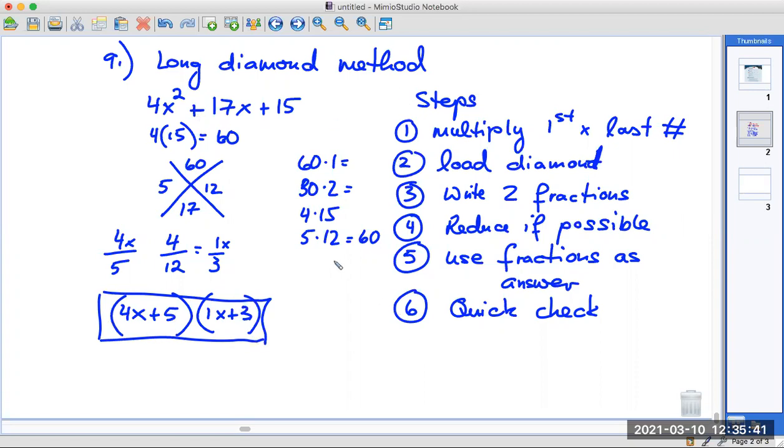This is called the long diamond method. It's kind of like you can do it by trial and error, how you learned it maybe with other teachers. Just kind of see which ones work, or you can use this method. However you like. Okay, so that's number 9.